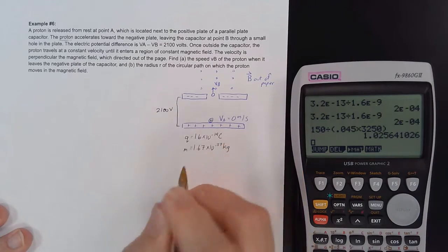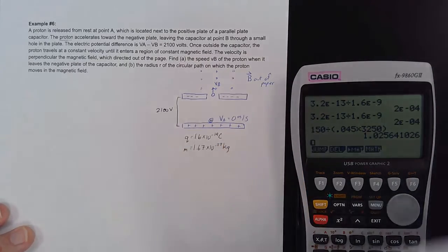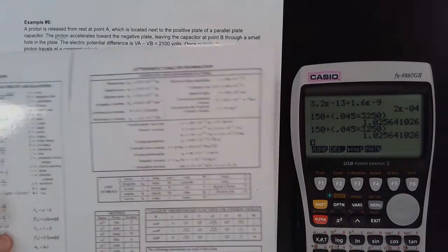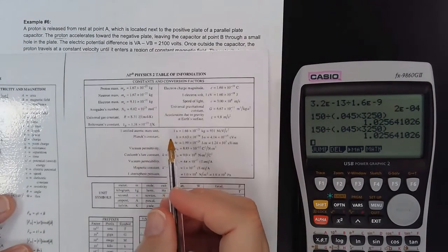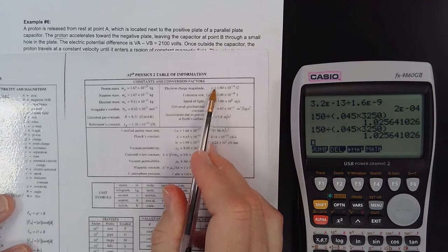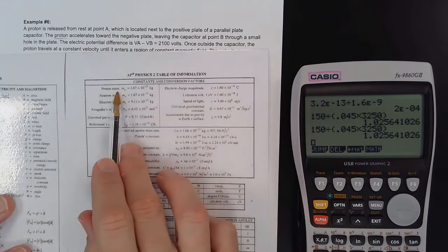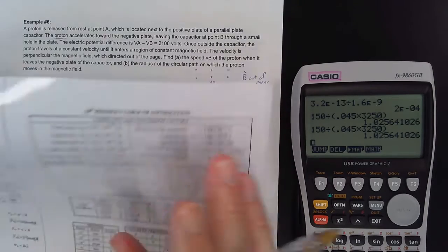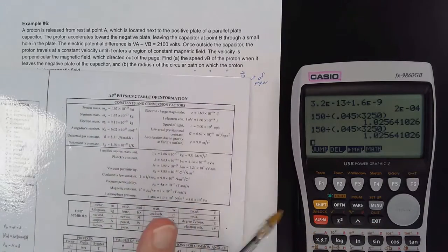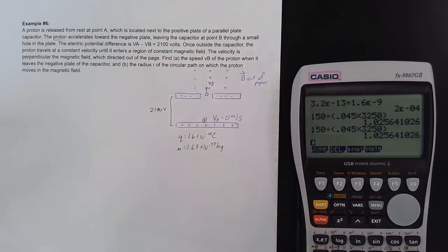And I know you're thinking, man, Mr. Bauer, you got all that memorized? No, I don't have it memorized. I just have my formula sheet here, which tells me the charge of an electron, which is the same as the charge of a proton, and it also gives me the mass of a proton. So, have I memorized this? No. But am I smart? Yes, because I use my formula sheet.